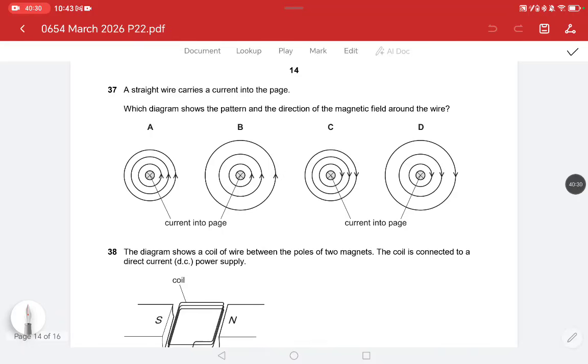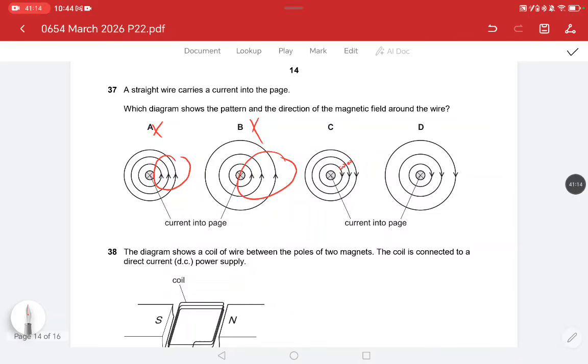So now we need to apply the right-hand rule. Remember, use your right hand, please. They said that the current is into the page, so it means your thumb should go down, into the page. And your fingers now should be clockwise, right? So if the current goes down, your fingers, if you are using the right-hand rule, should go clockwise. So it's not A, it's not B, so it's C or D. But now let's look at the magnetic field. The magnetic field here is uniform in all of them, and the distance between them is the same.